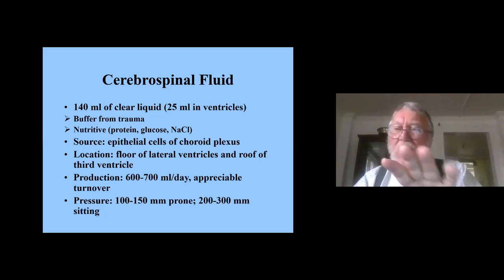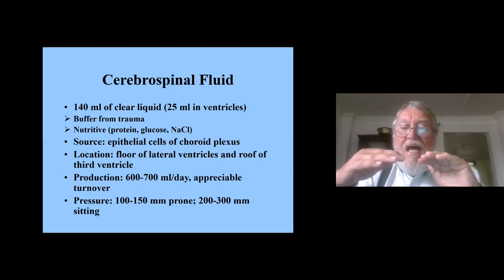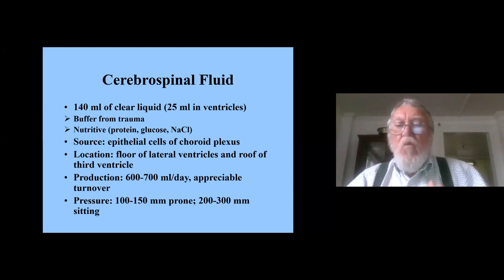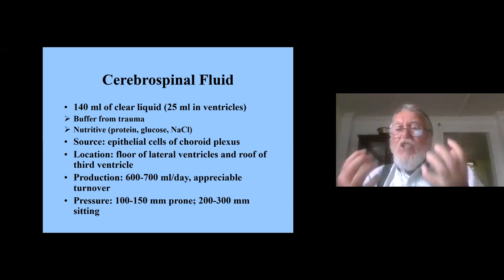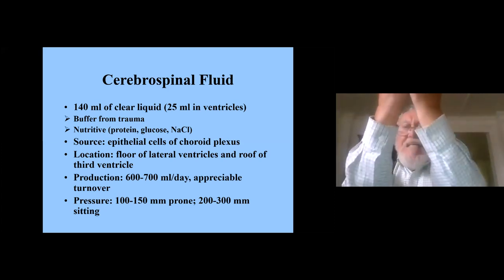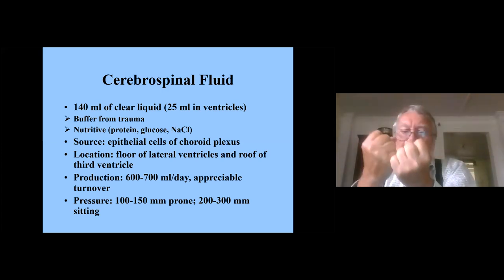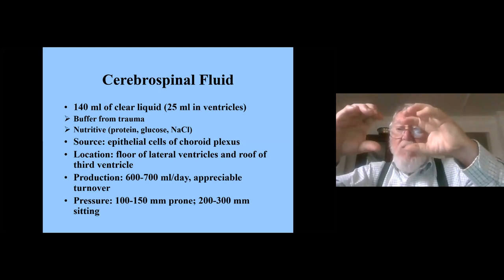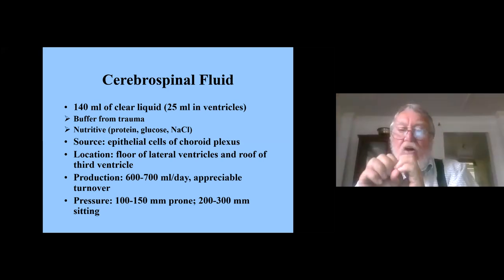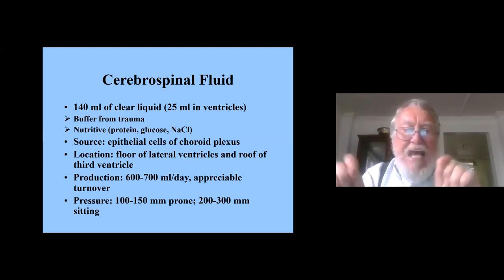When new CSF is being continuously produced on the floor of the lateral ventricles and the roof of the third ventricle, what should that tell you? It should tell you that the new CSF is produced and pushes the existing CSF downward. So you have the lateral ventricles and the third ventricle flowing into the cerebral aqueduct, flowing into the fourth ventricle, and then eventually flowing into the subarachnoid space. I will describe exactly how that happens.